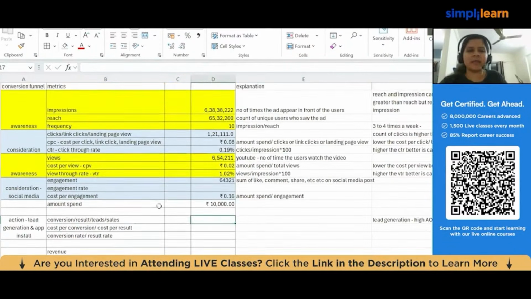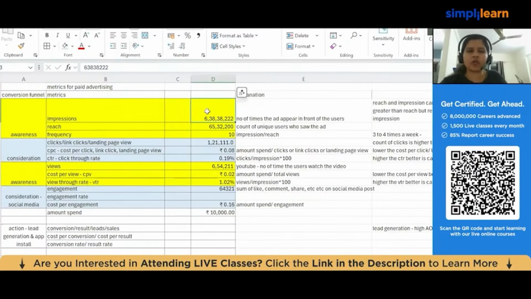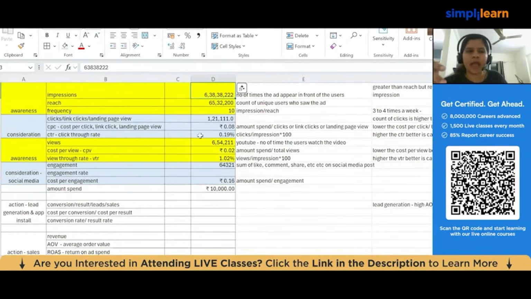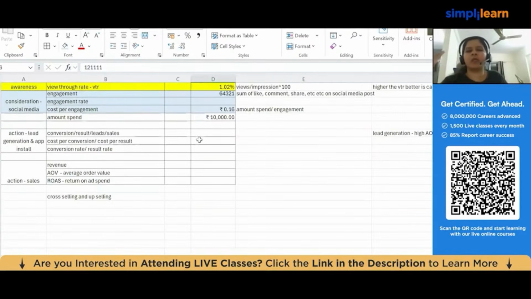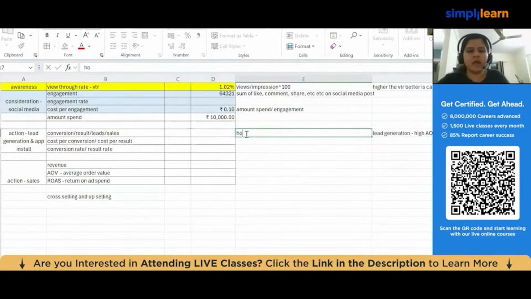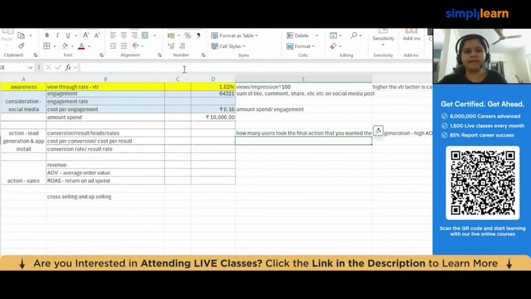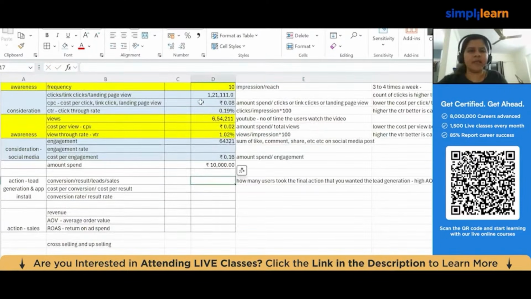Again, the same concept. Basically, conversion is nothing but out of the number of people who saw the ad, and some of them clicked on that ad, how many people actually got converted? Basically, how many people took the end action that you wanted them to take on your site? So let's say out of how many clicks did we get?